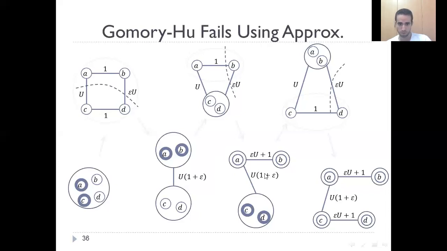Then we continue here. We pick C and D. Find the minimum cut between them in the auxiliary graph. 1 plus epsilon U. Then we have the final tree. Now in this final tree, you see that the minimum cut between A and B is 1 plus epsilon U, which is much bigger than 2. And so this approach fails miserably.